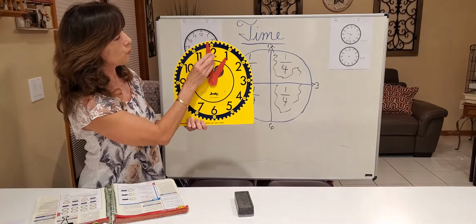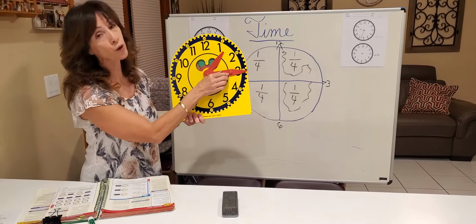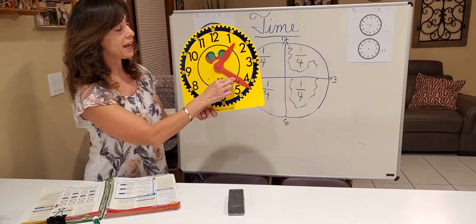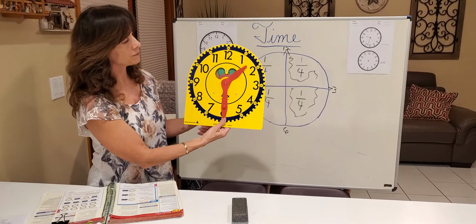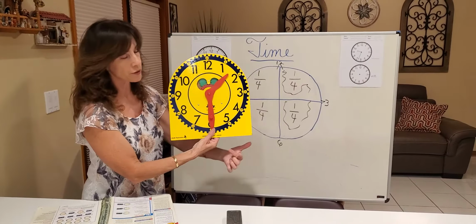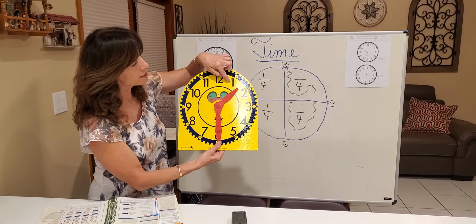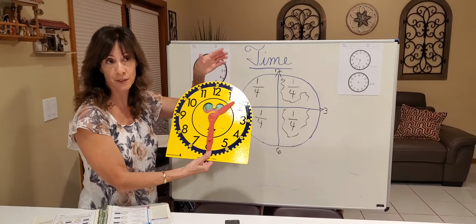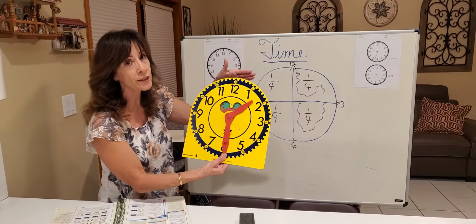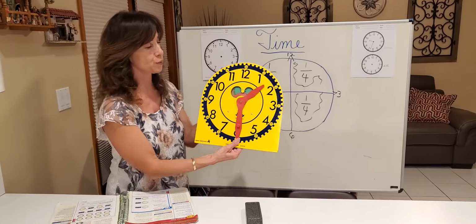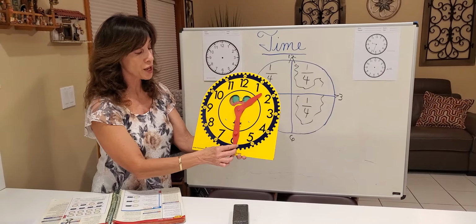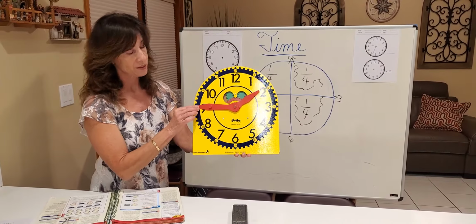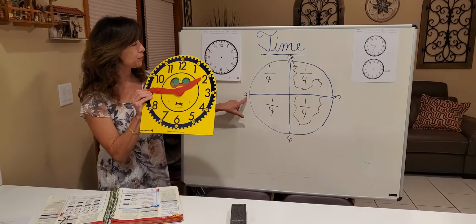So we did 1 o'clock, a quarter after, and another quarter will be half past. So see, what time is that? 1:30. Because the little hand is in between the 1 and the 2. Because it's not 2 o'clock and it's not 1 o'clock, it's in between. So it's 1:30.